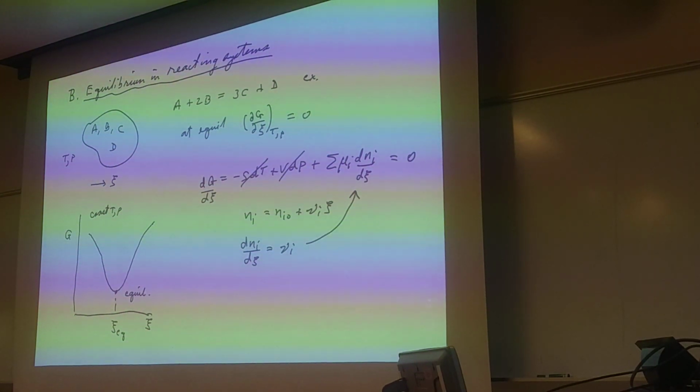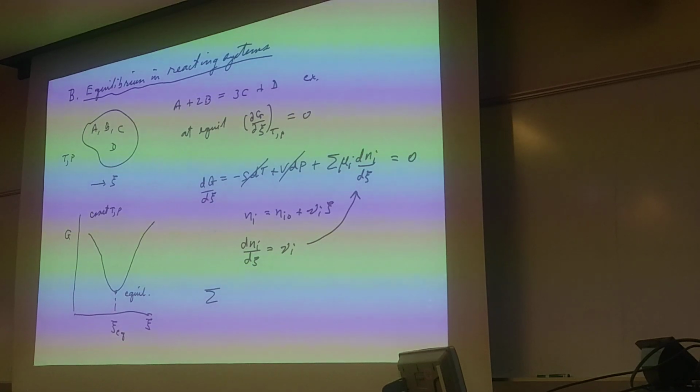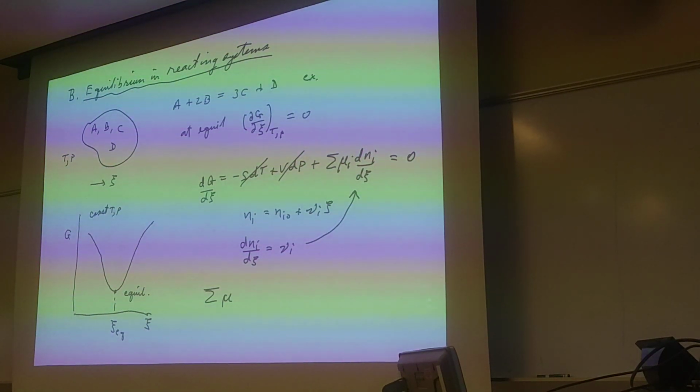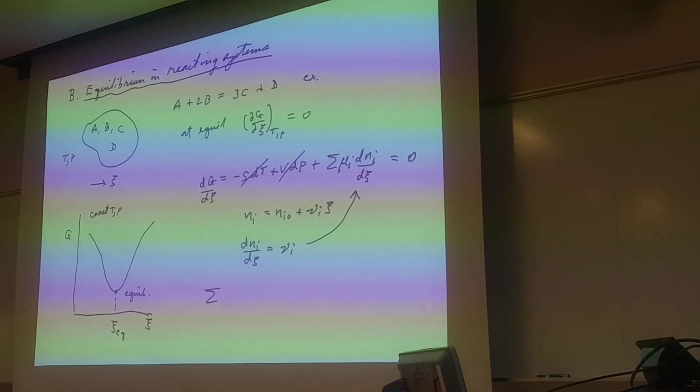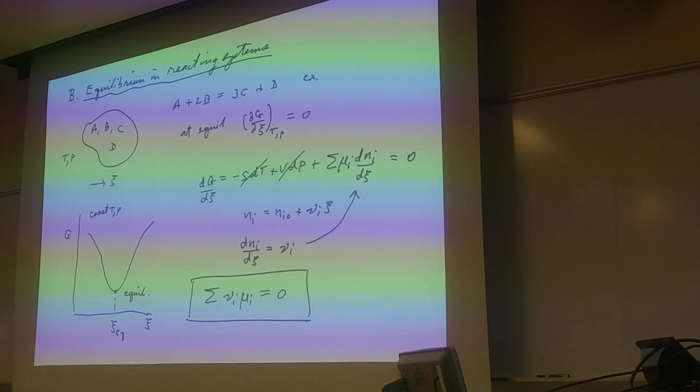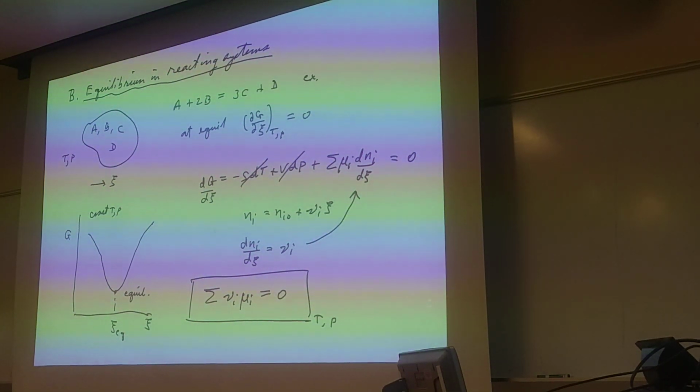So what I end up with out of this is that the summation here, and I'm going to now just reverse the order in which I write those: the summation of ν_i μ_i equals 0. So there it is. Here's my equilibrium criterion, constant temperature and pressure.